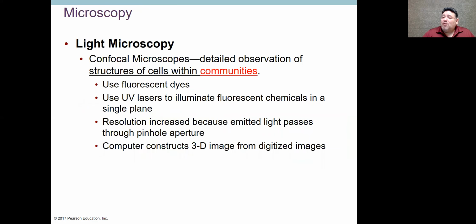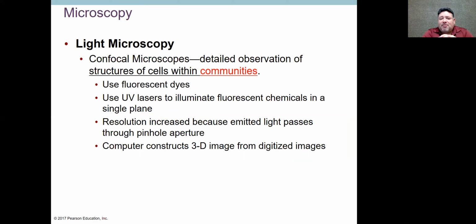Are we done? No, we can keep on going further. Now we have this thing called a confocal microscope. Okay. Some of you may understand what I'm talking about here, because what I'm going to do is take you back to the way that cameras used to be used, film cameras.